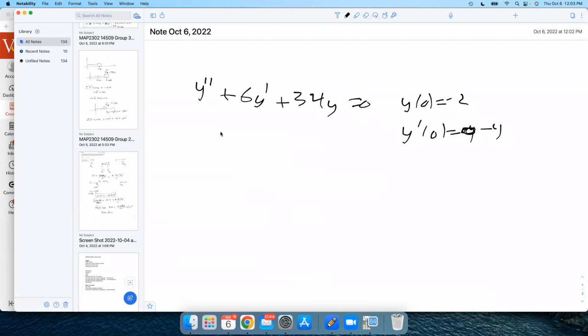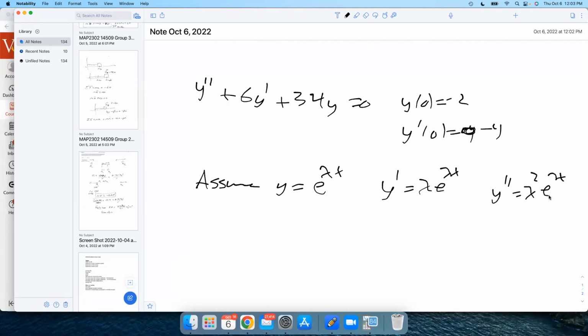Okay, so just like with all of these, we assume y has the form of e to some lambda t. Then y prime is lambda e to the lambda t. Y double prime is lambda squared e to the lambda t. So we plug all three of these into the DE. 6 times this one. And then 34 times the original.